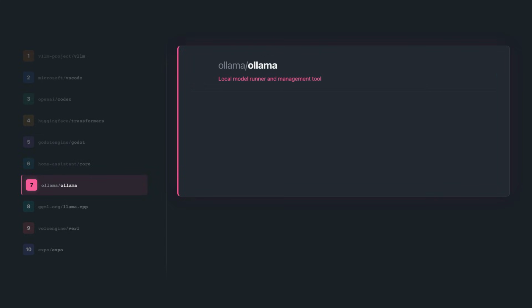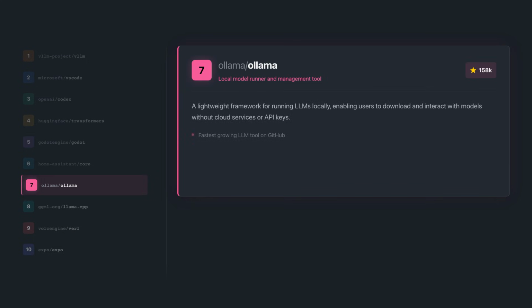Number 7. Ollama. The project represents the democratization of large language models. Before Ollama, running models locally meant wrestling with dependencies, quantization schemes, and GPU configurations. Ollama reduced it to a single command, ollama run llama3. Suddenly, anyone with a decent laptop could experiment with AI privately.